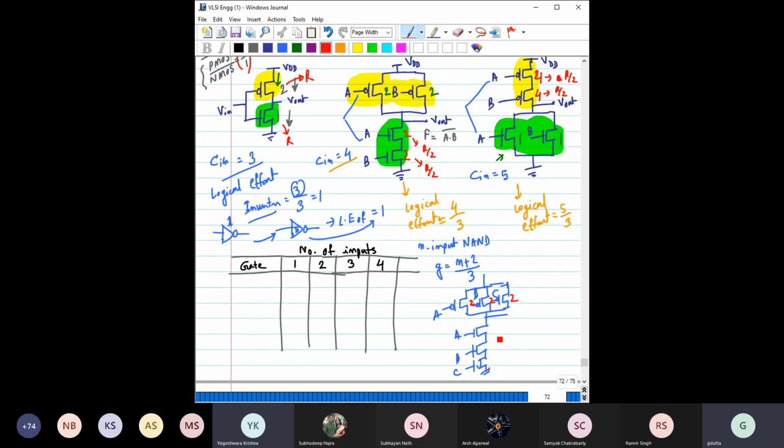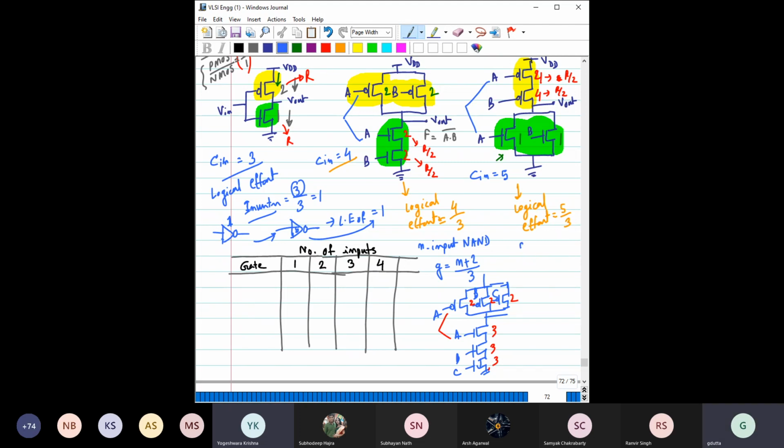Yes, Shamukh, can you comment on this? 3. So 3, 3, 3. Then if you see what is the input capacitance, it is 2 plus 3, 5, right? So you make it here 3. So 3 plus 2, so it is 5, 5 by 3, right?